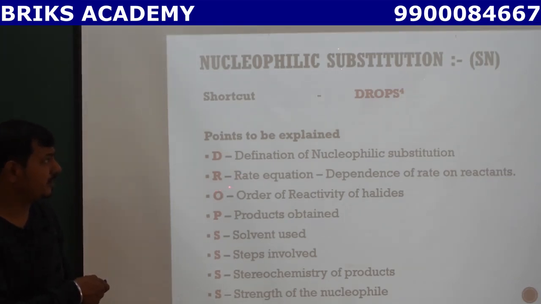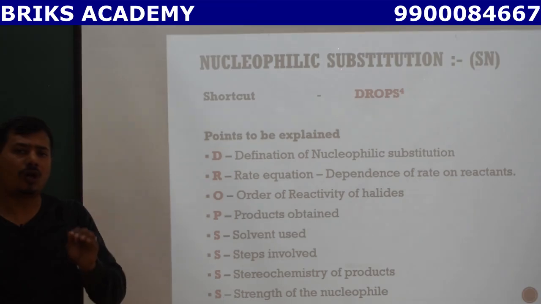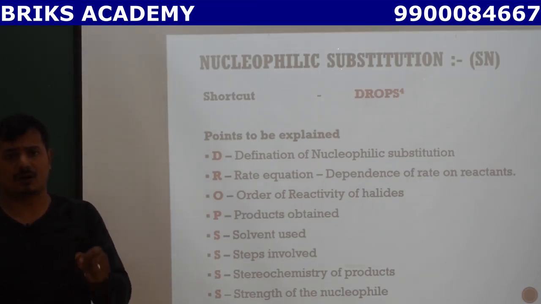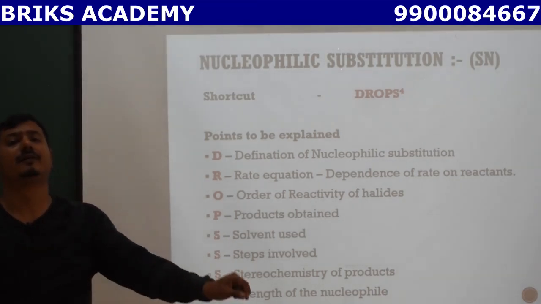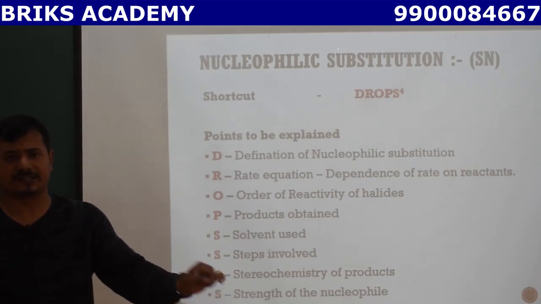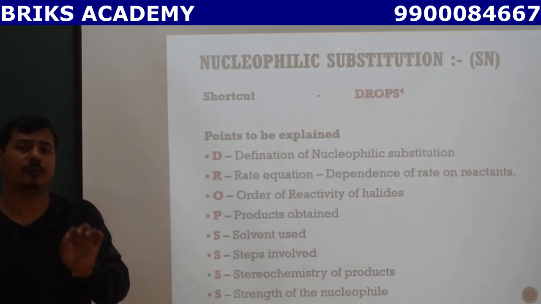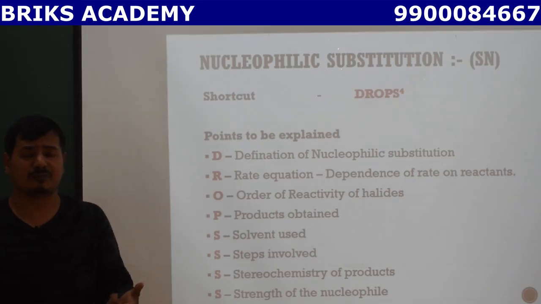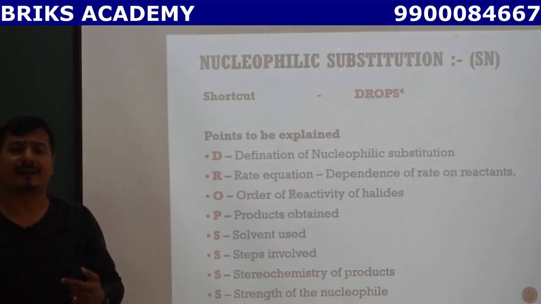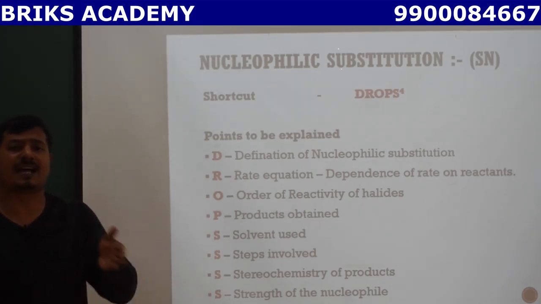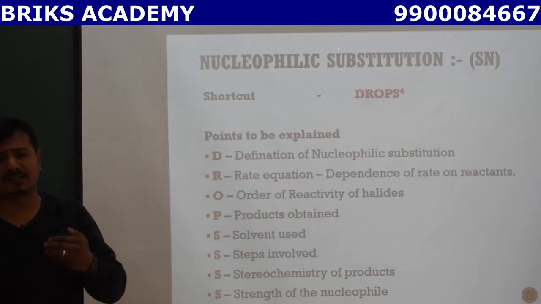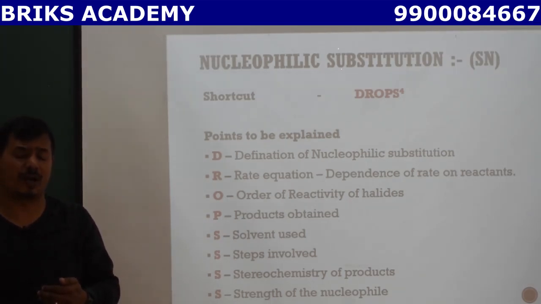The second point that you need to write, R for rate equation. The dependence on the reactants is indicated by the rate equation. How fast the reaction will happen, how slow the reaction will happen is given by the rate equation. Now the rate equation is different for SN1 as well as SN2. Now what is the rate equation in the case of SN1?